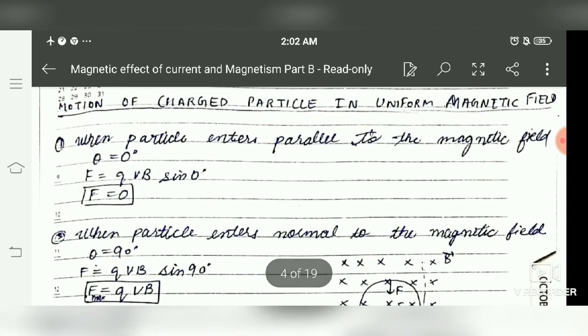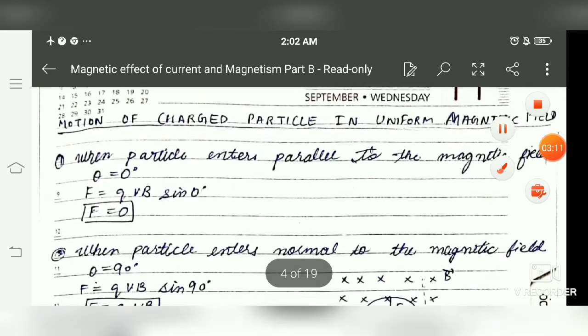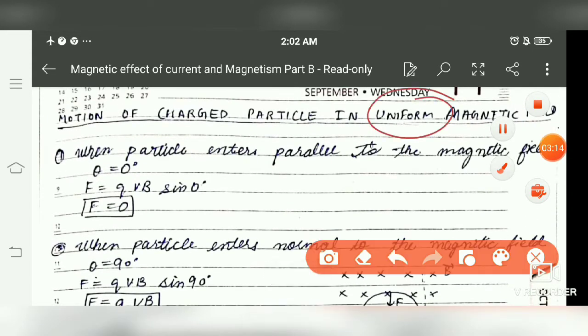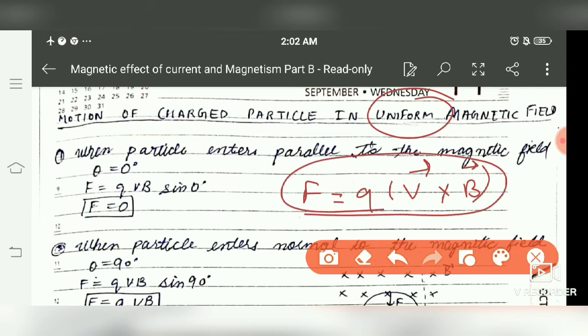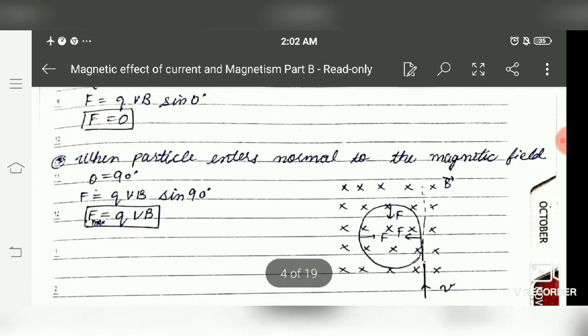Next is motion of a charged particle in a uniform magnetic field. When a charged particle is present in a uniform magnetic field, it experiences a force F equals Q V cross B. If the particle enters parallel to the magnetic field, in that case theta is 0, sine 0 is 0. Meaning in that case no force acts on the particle.